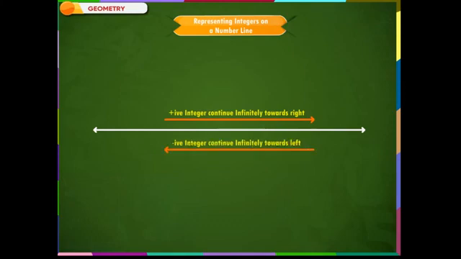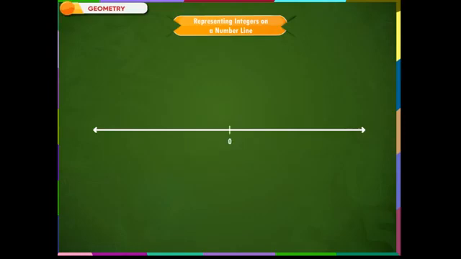Representing integers on a number line. Draw a line with arrows at both ends. These arrows are important because it signifies that the positive integers continue infinitely toward right, and similarly, the negative integers continue infinitely towards left. Mark the middle of the line and write 0 over here. Now do the markings on the right of 0 in such a way that these are equidistant to each other. You can use a ruler to get clear equidistant markings.